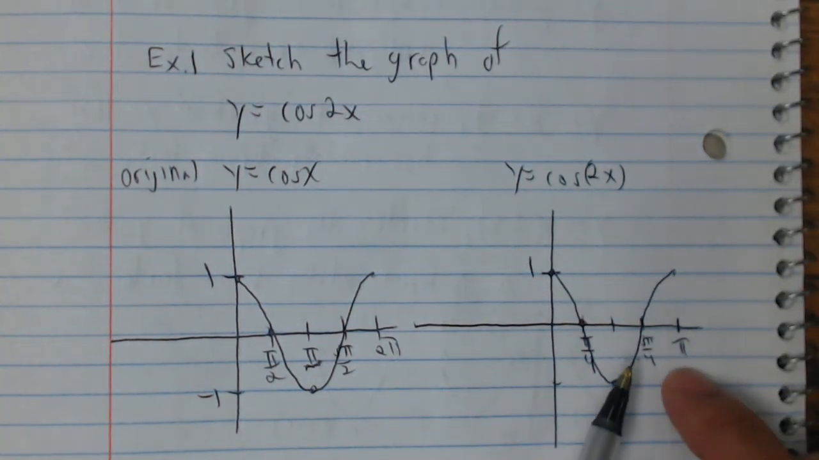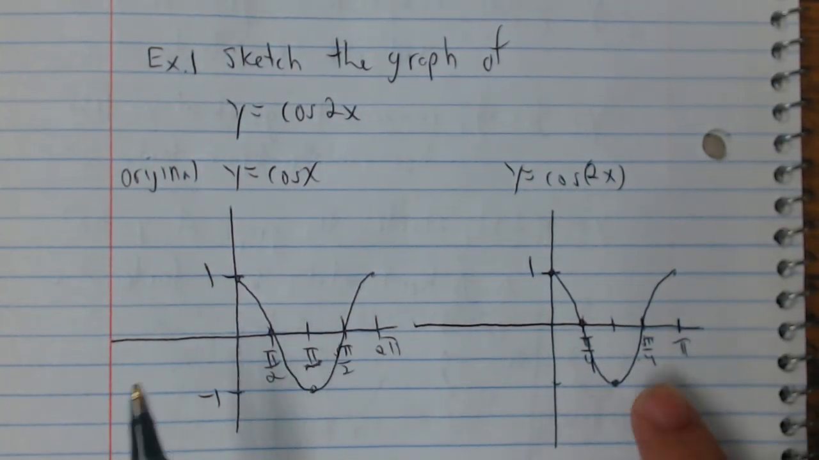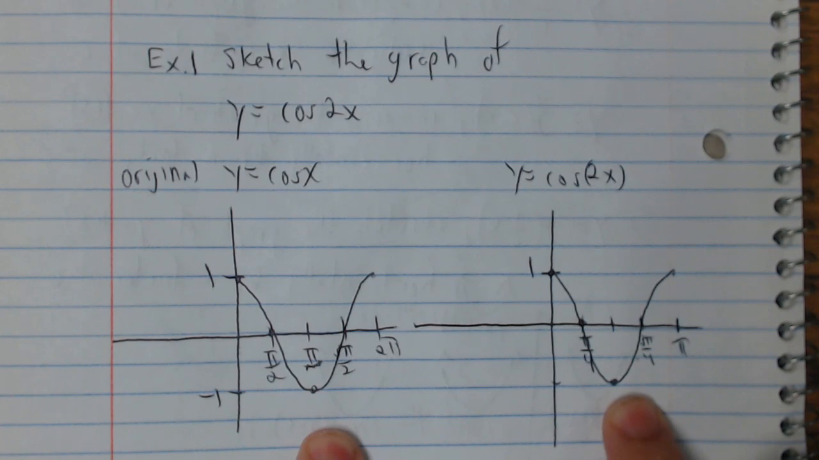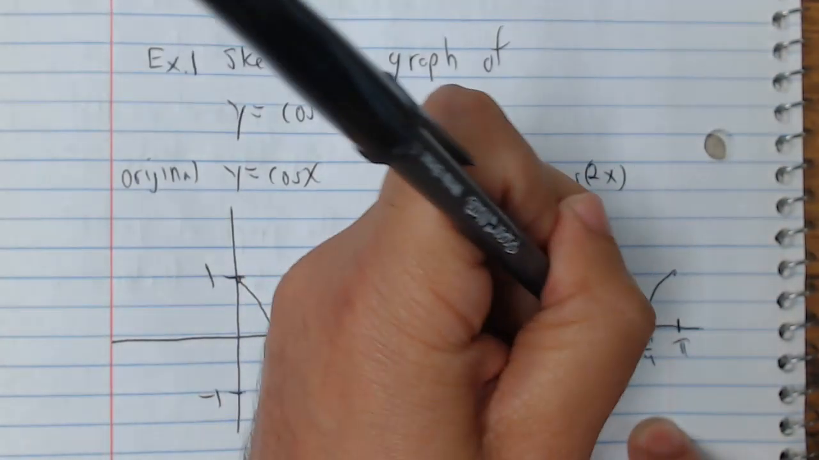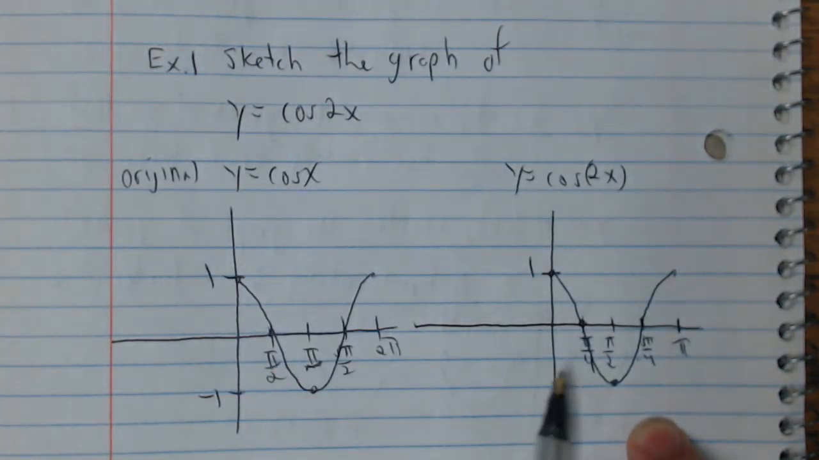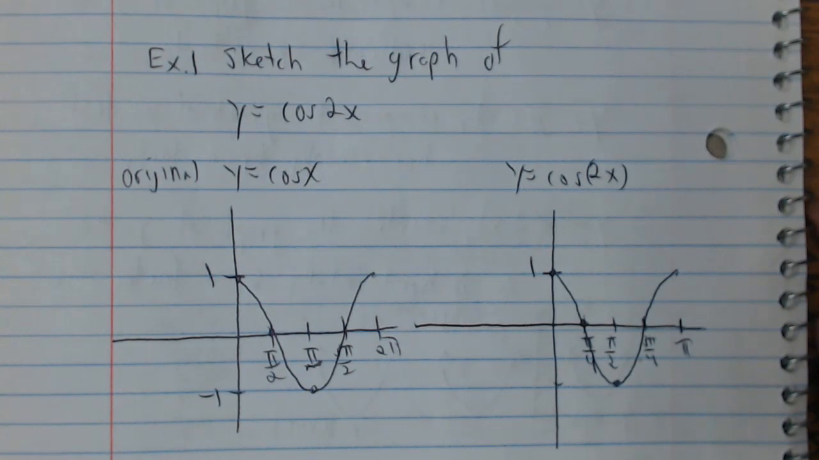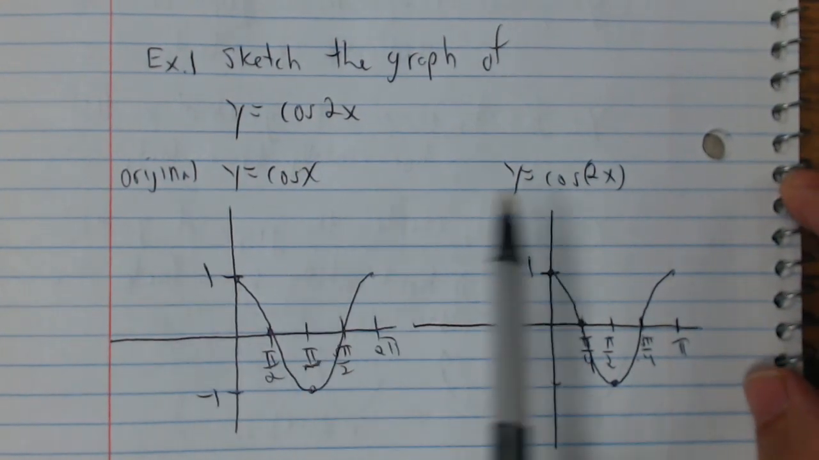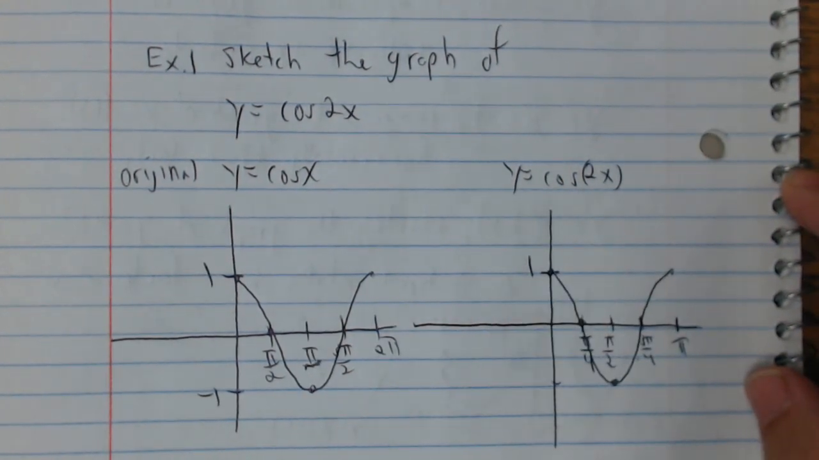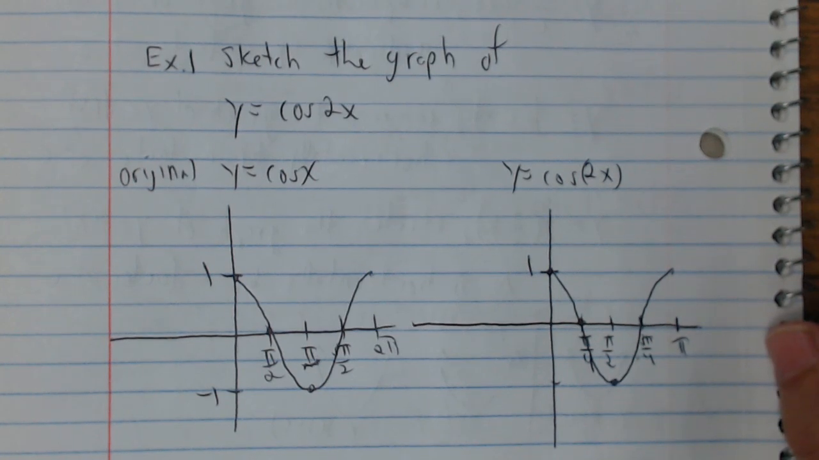So if you compare these side by side, it looks like it's almost the same graph, but if you notice, its x values have been cut in half. So it's like we grabbed it and just compressed it, and that's basically what we did here. So there you have it. We just sketched the graph of cosine of 2x by using a horizontal compression.